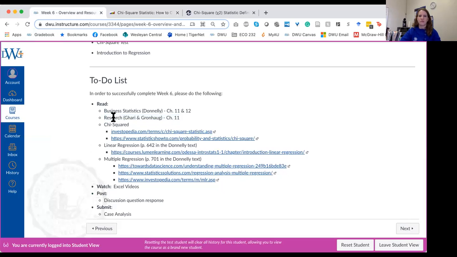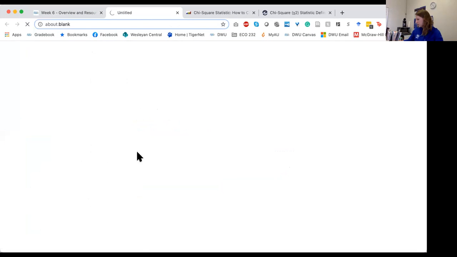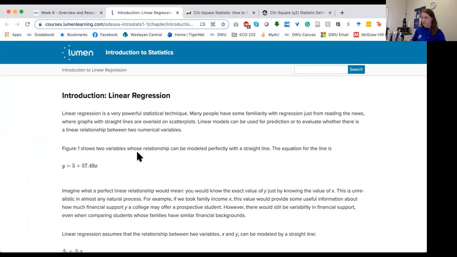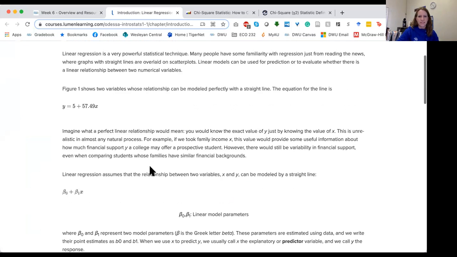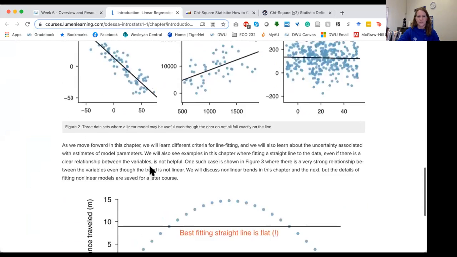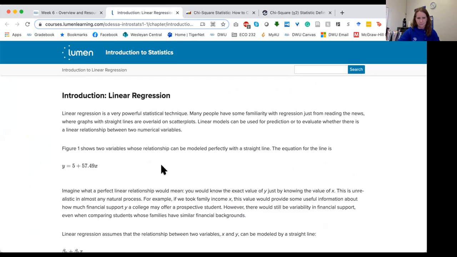For those of you that don't have the research book, these next ones are some good ones. If you look at page 642 in your book, that's going to help you understand what a linear regression does. Talks about the differences between an independent variable and a dependent variable and what regression kind of helps you look at. This Lumen Learning site, again, just kind of gives you a general feel for what linear regression is.